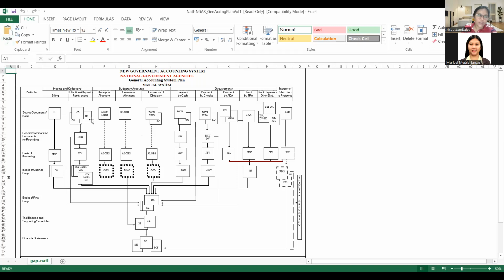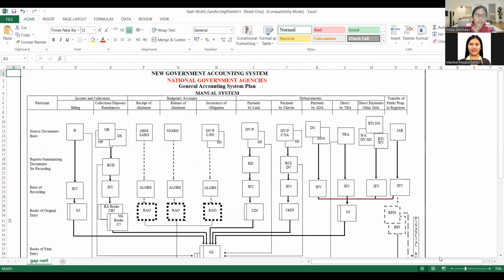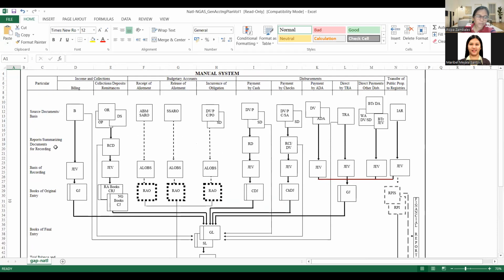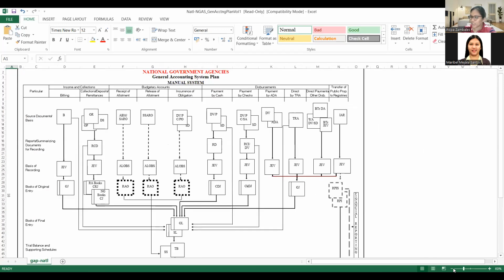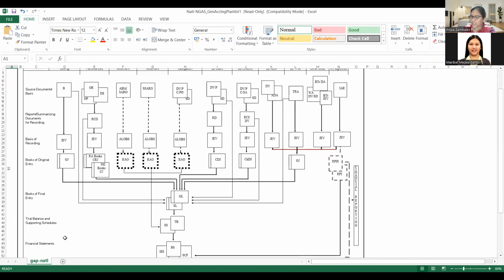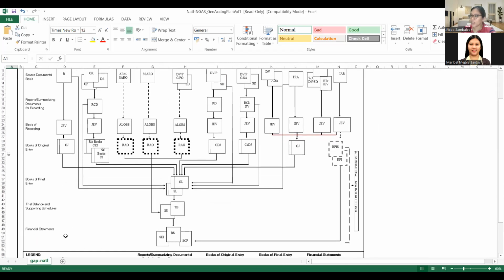First, we have your income and collections. Can you see it? After your billing, we will have collections. It goes from the source documents to reports, then to the books of original entry. Do you know the books of original entry? That's your journal. Then your books of final entry, that's your ledger. Then you have your trial balance, then financial statements. That's how it revolves.